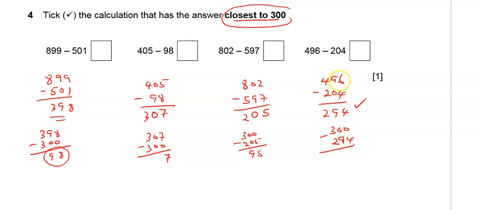300 minus 292, 4 minus 2 is 2, so the difference is 8. The closest is the one which is 7. The rest have got bigger differences from 300. Therefore, our answer is that.